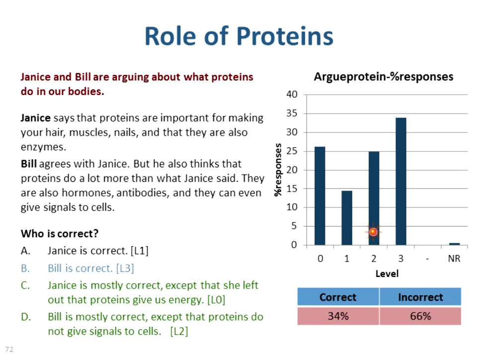Some of them also think level 2 and 3. So we have students that think at a level 3 that Bill is correct and the proteins do all these things, but we also have a lot of kids at a level 2, which is the idea that they do a lot of these things, but they don't signal the cells.